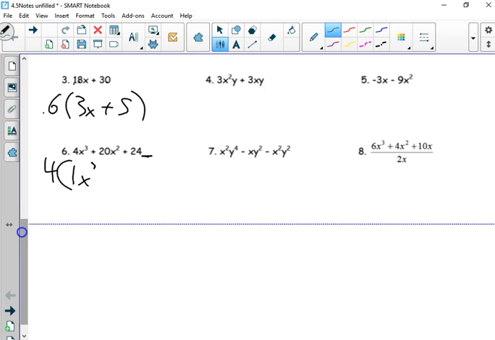X cubed just drops down. Tags along. Positive 20 divided by 4 is positive 5. And the x squared just tags along. And positive 24 divided by 4 is 6. And we're done.